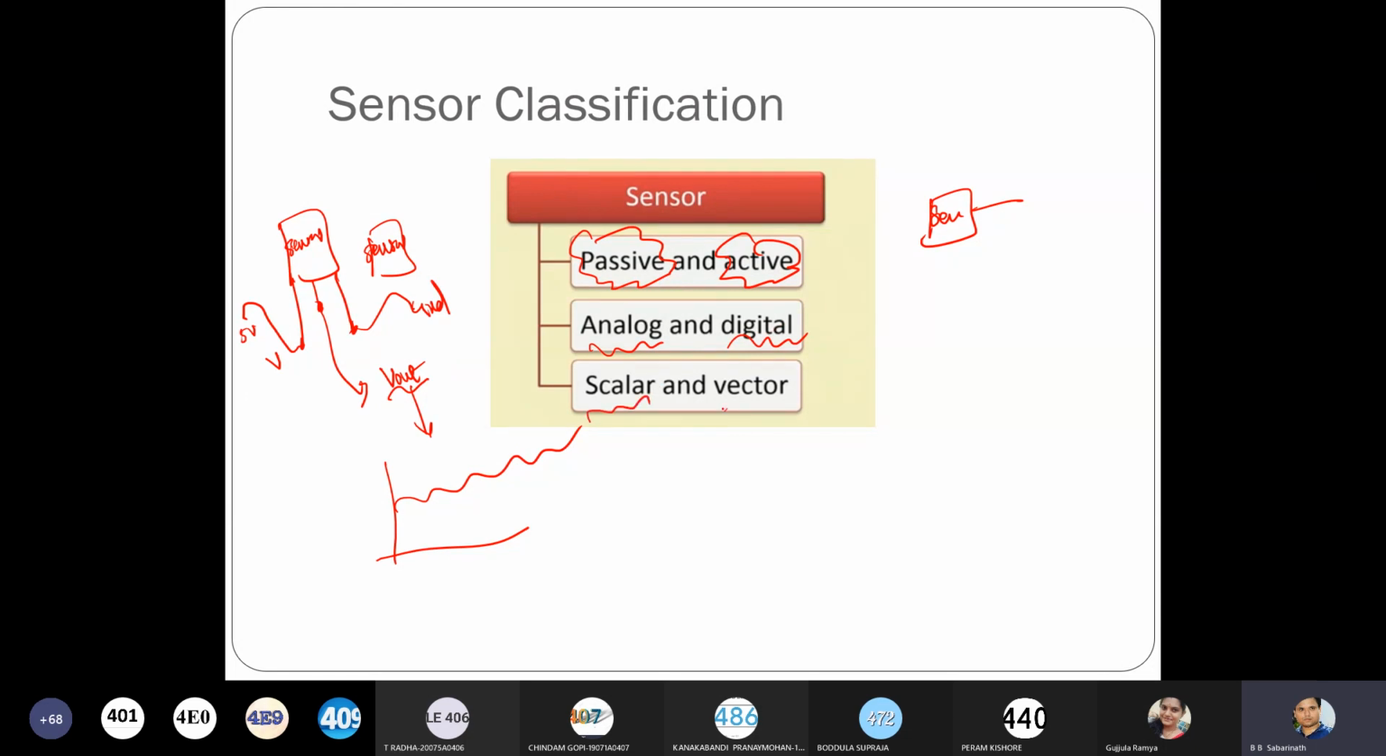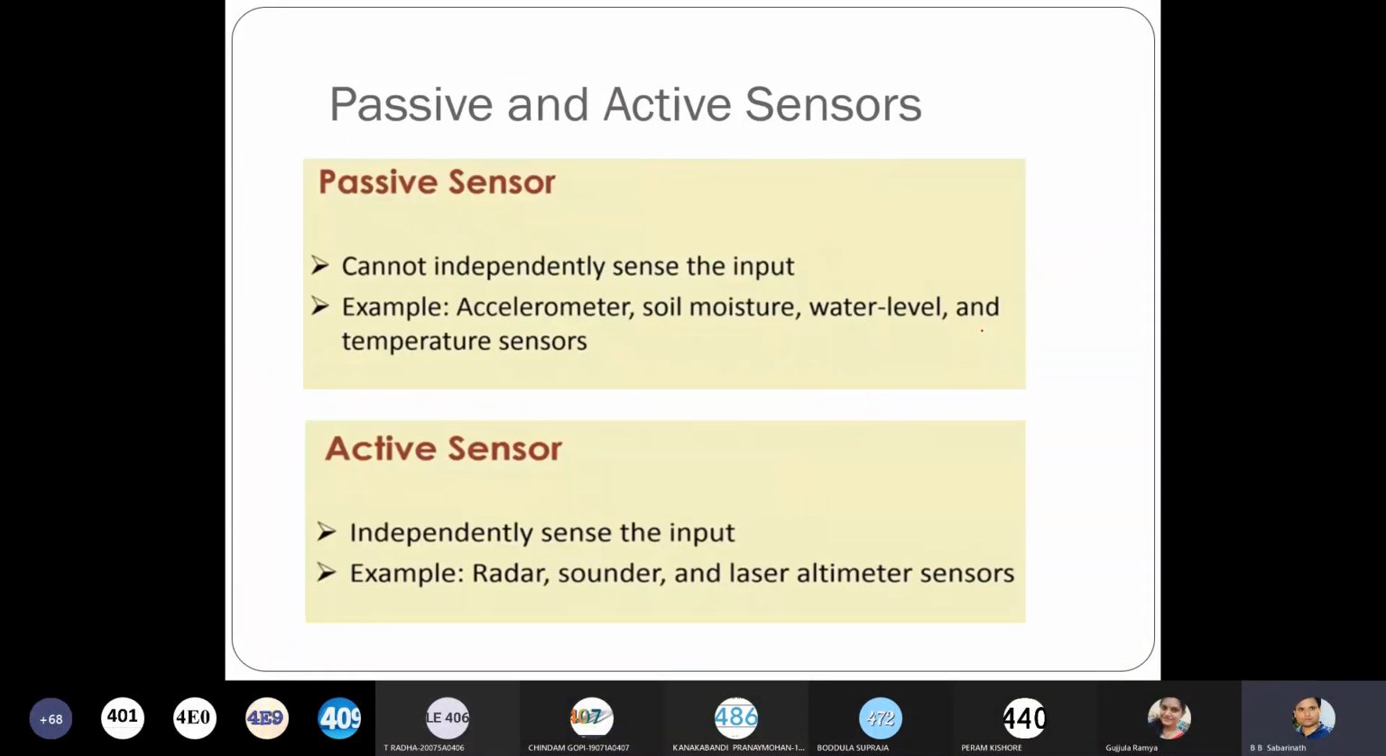Or scalar and vector. What is scalar? Scalar has only magnitude associated with it. So if the sensor output depends only on magnitude, it is scalar, but vector means magnitude and direction both are important. We need to consider both magnitude and direction of the sensor. So that's the same thing, right?